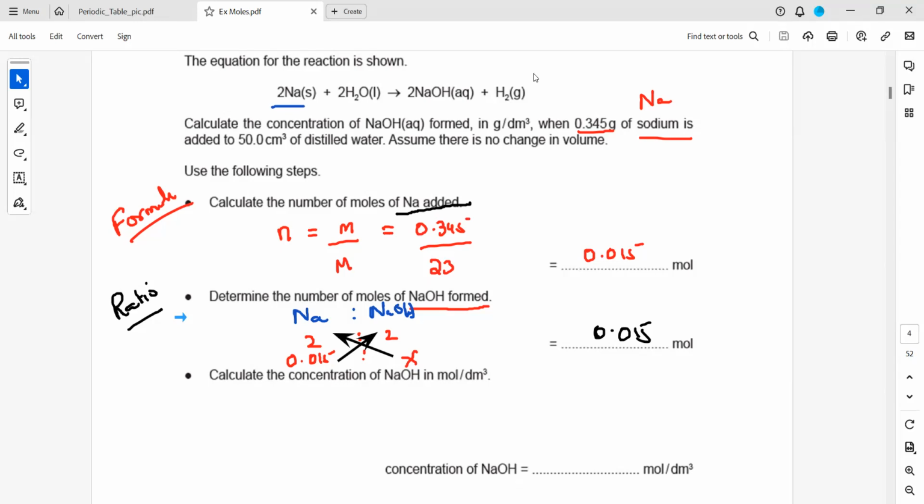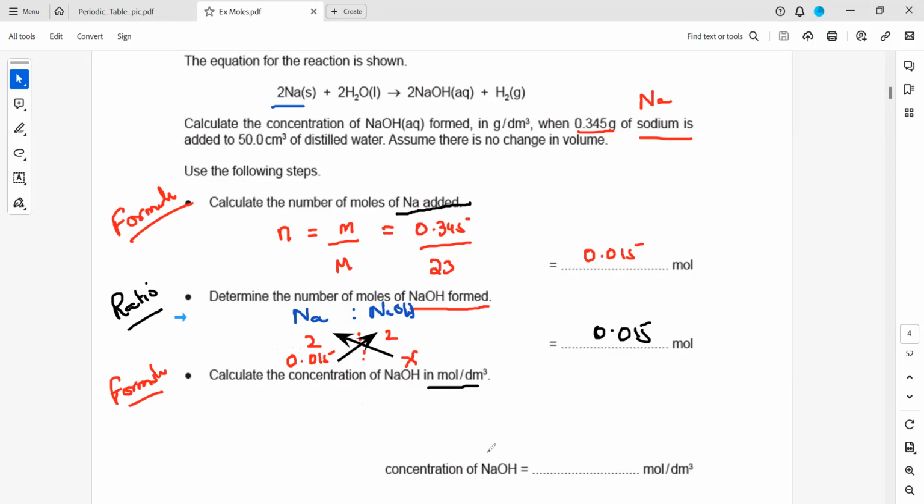Then calculate the concentration of sodium hydroxide. We need the concentration. As we solve, the first part we solve by using a formula. The second part we solve by using a ratio. And the third part, again, we'll use a formula. So we'll use a formula to solve the third part.